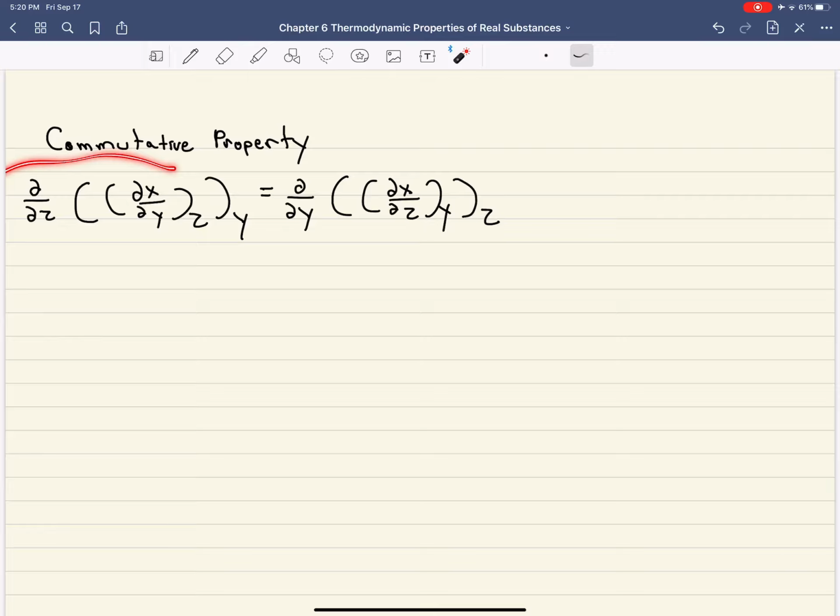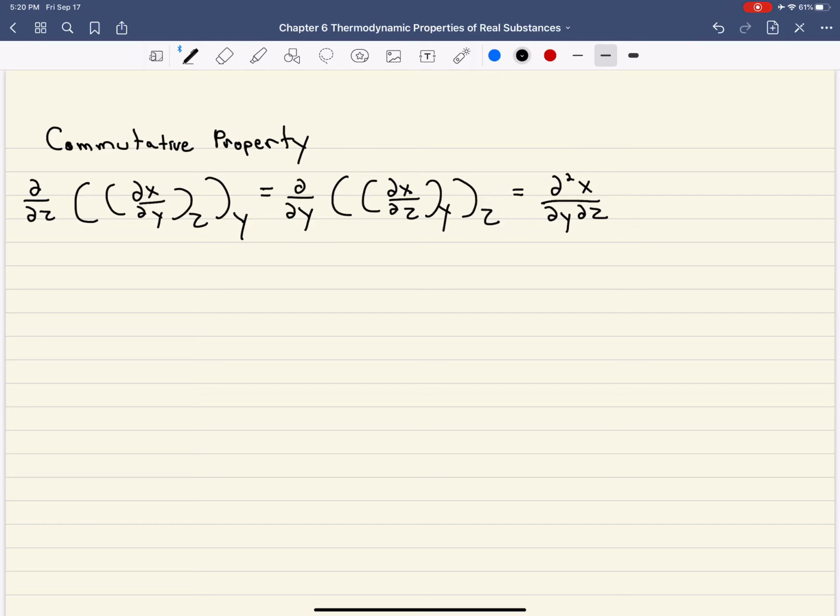So here, if we took the derivative of y first and then the derivative of z, commutative property tells us that's equivalent to taking the derivative of z first and then taking the derivative of y. Or otherwise, both of these are equal to the second derivative of x, dy dz. Okay? So commutative property just tells us that the order of our second derivatives doesn't matter.